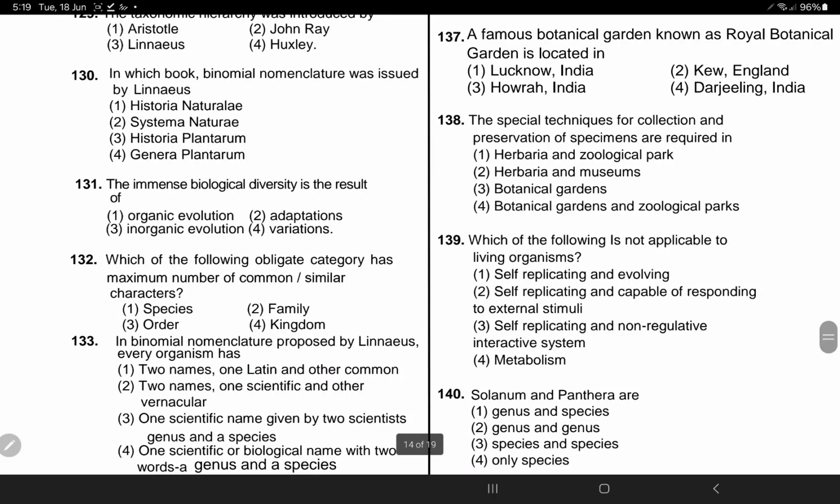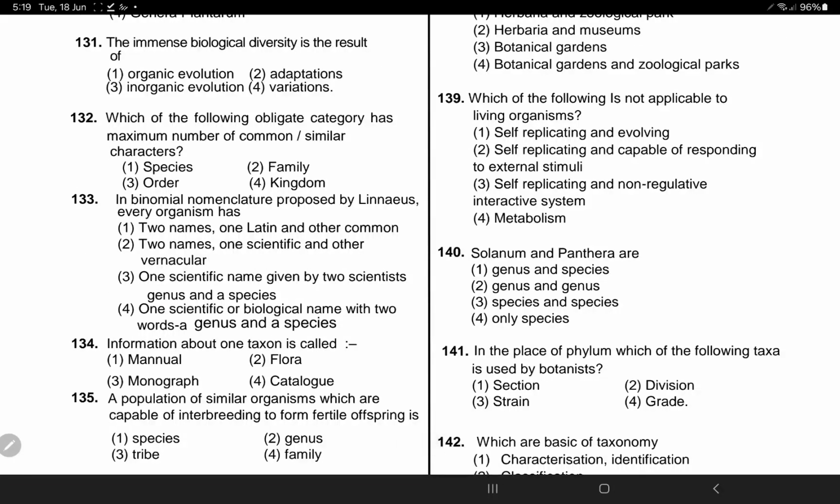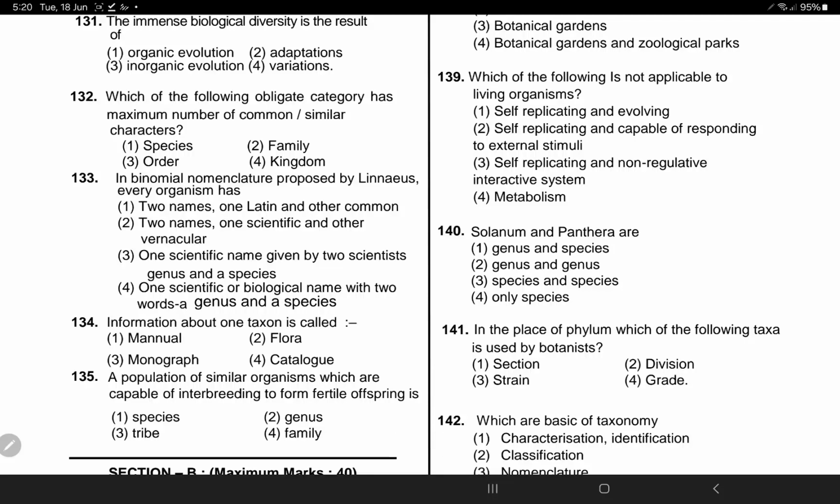Next, 132. Which of the following is obligate category that has maximum number of common or similar characters? Option 1 is correct. Species. In binomial nomenclature proposed by Carolus Linnaeus, every organism has one scientific or biological name with 2 words, genus and species. Option 4 is correct. Information about one taxon is called monograph. Option 3 is correct. A population of similar organisms which are capable of interbreeding to produce fertile offspring is species. Option 1 is correct.